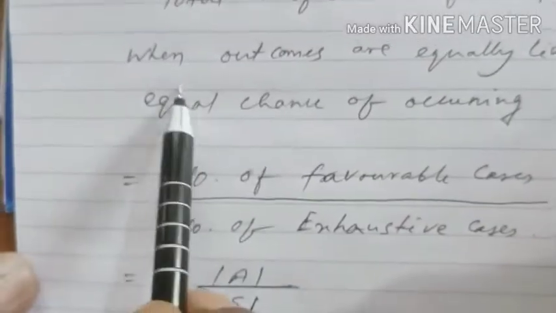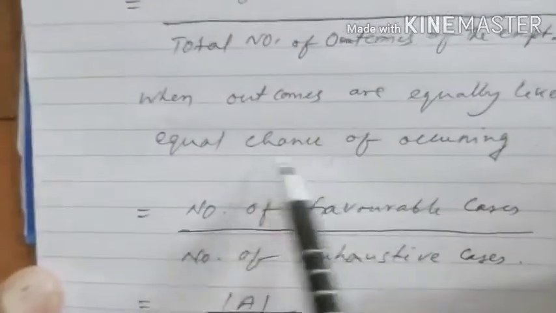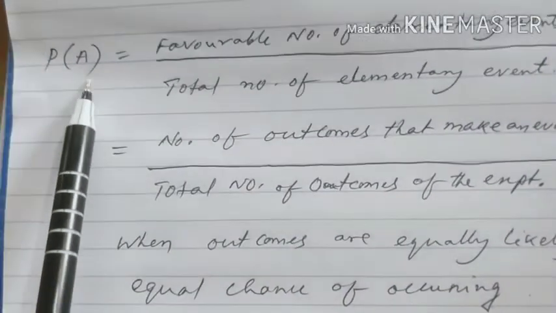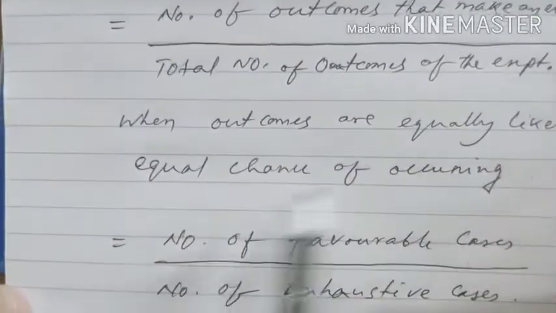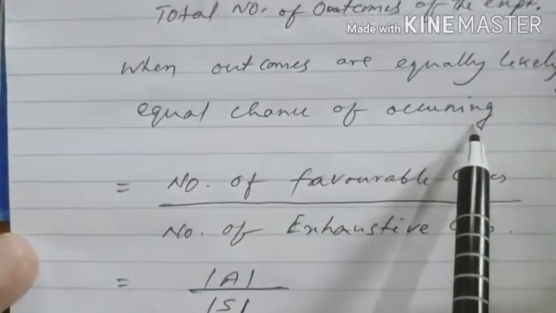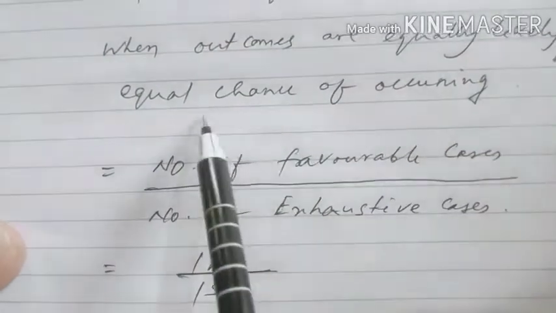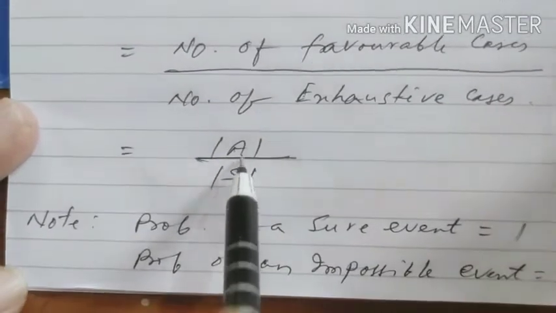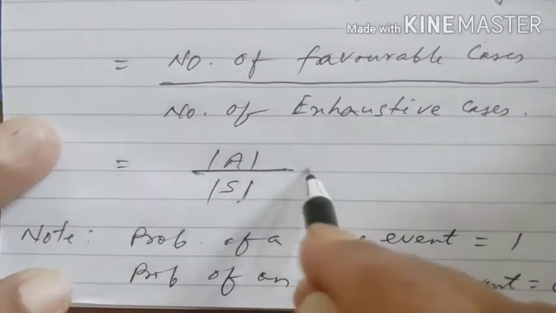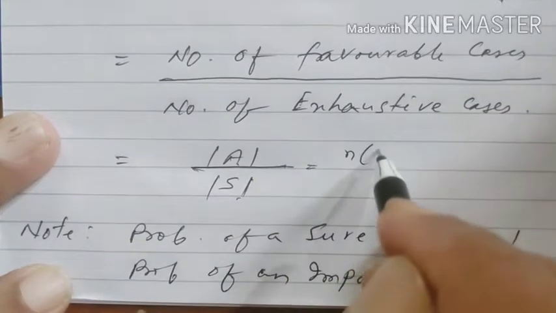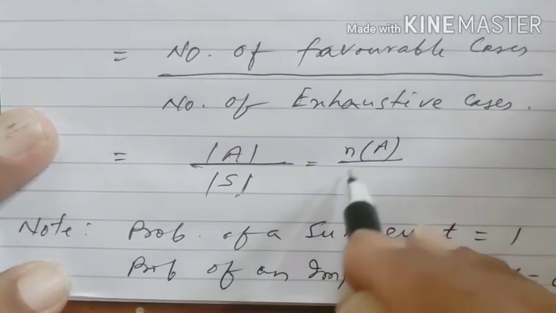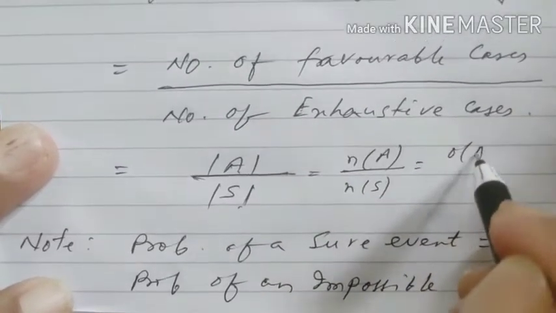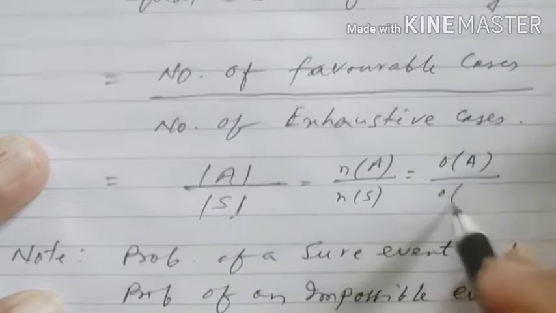But when outcomes are equally likely, with equal chance of occurring, then whenever you have to find out the probability of the event, the outcomes must be equally likely with equal chance of occurring. That is called mod A by mod S, the number of A by the number of S. Also it can be taken as order of A by order of S.